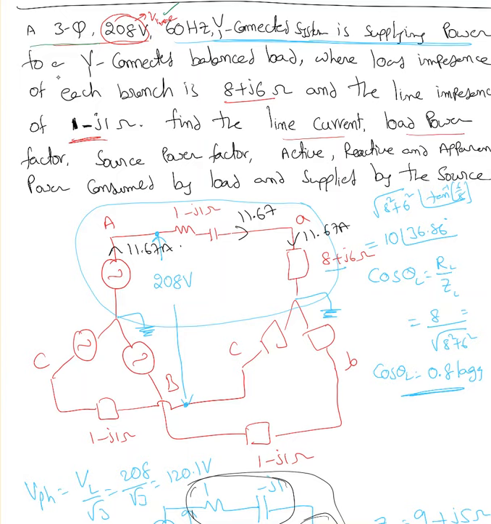So it's a Y connected source as well as a Y connected load, where the load impedance of each branch is 8 plus J6 ohm. He clearly mentioned it's a balanced load, so each branch is going to have the same amount of impedance. And the line impedance is 1 minus J1 ohm. So here we have a line impedance of 1 minus J1. Why do we have line impedance?